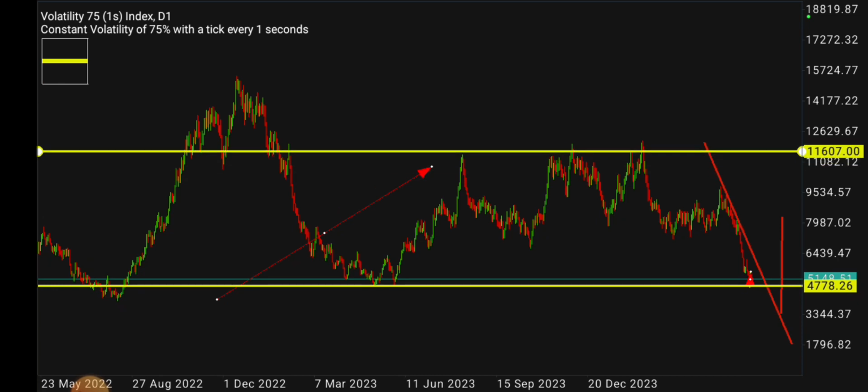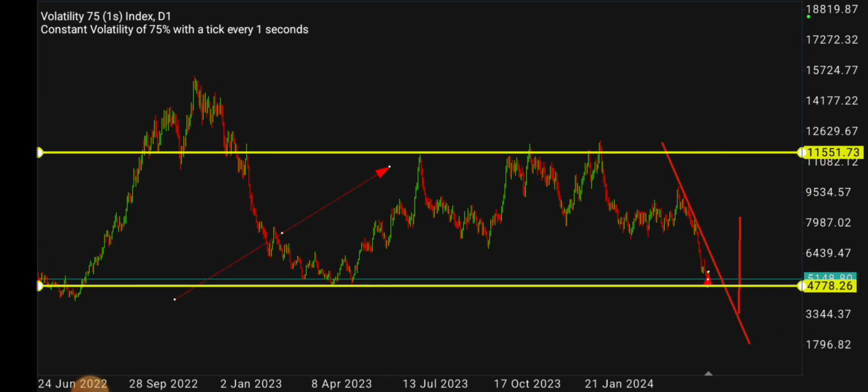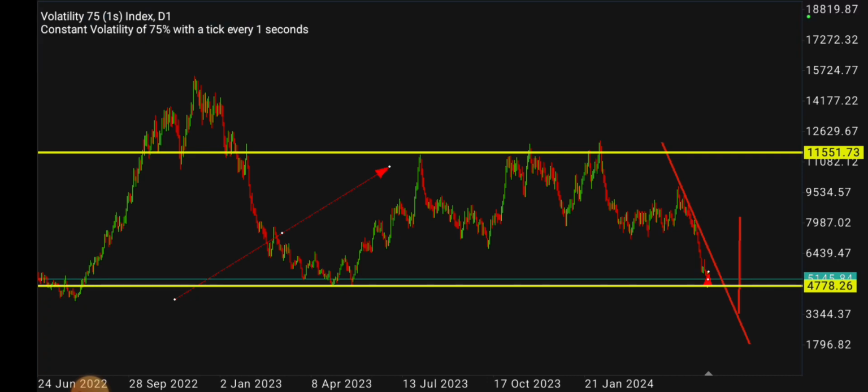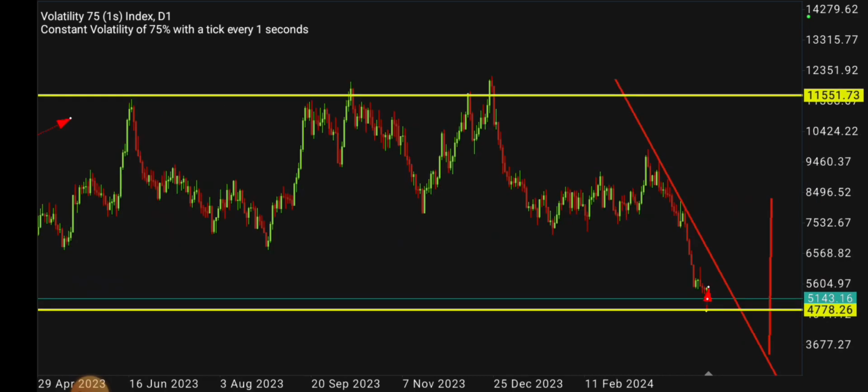this line, this particular key level. So for now, we expect this price to react on this key level. It is already on the key level. So if you are waiting for, if you are trading V75 1s, you should be getting ready for buys, because price is approaching a very key level.